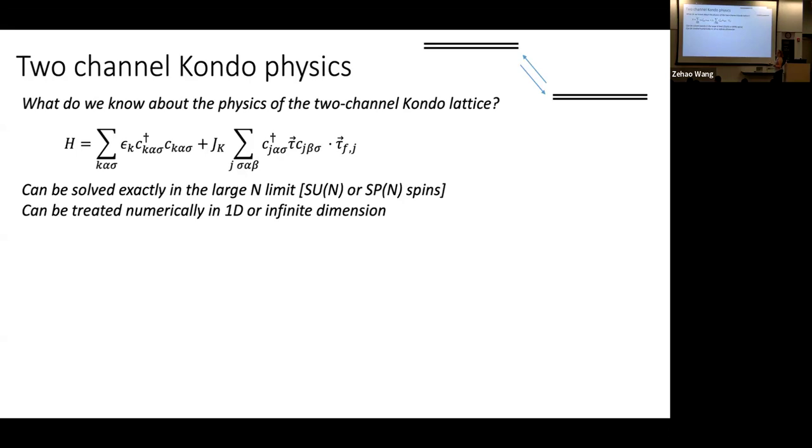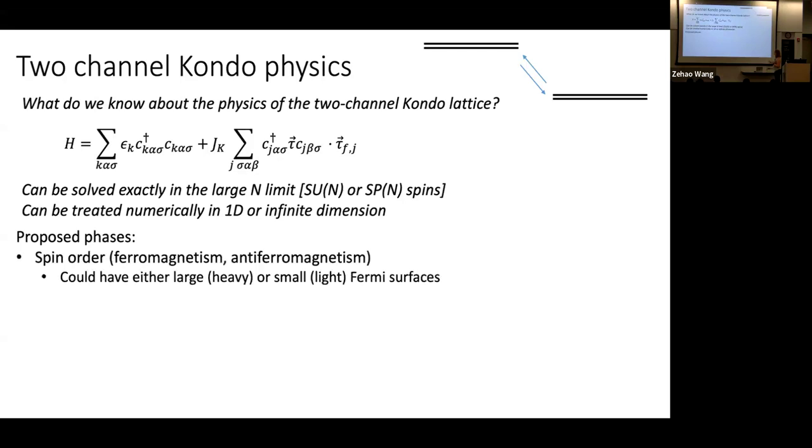You can also treat it numerically, either in one dimension using DMRG, which is going to be my main focus, or in infinite dimensions using DMFT. In between, there are some results using other numerical techniques, but not a whole lot. It's a very difficult problem, with a sign problem, for example.